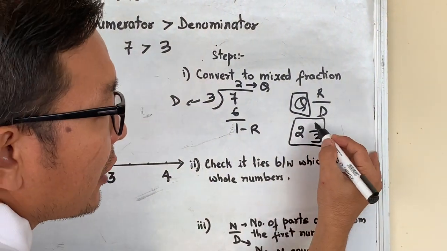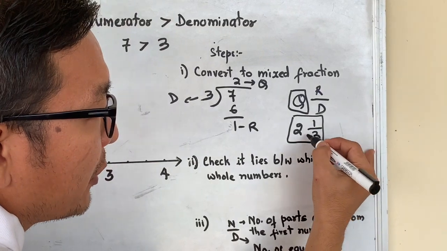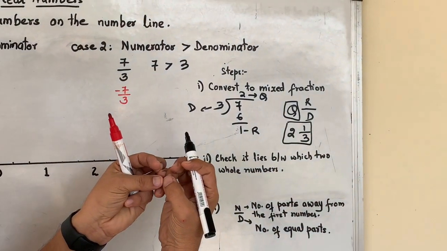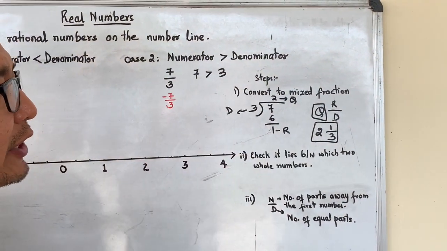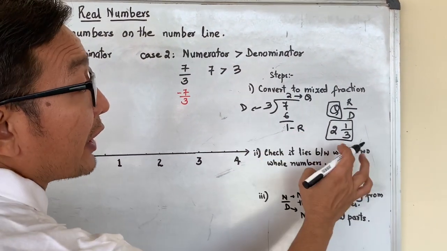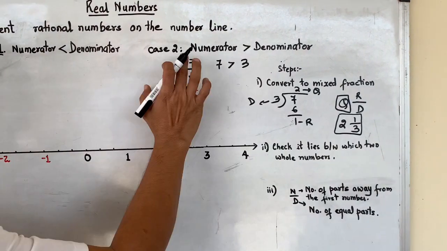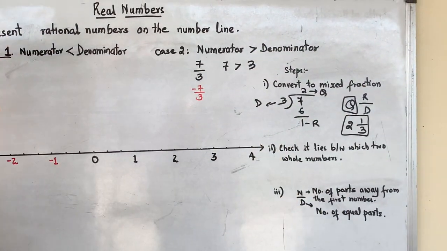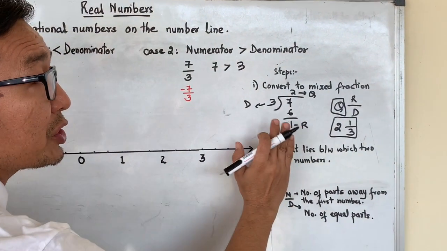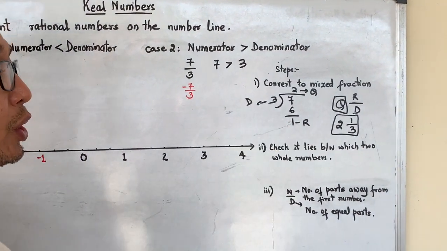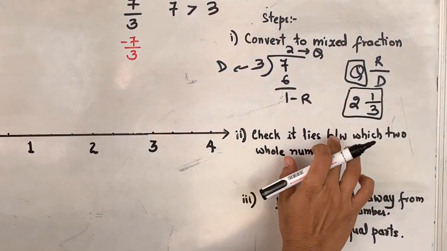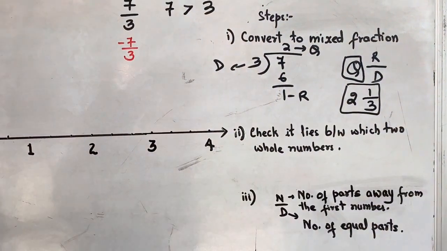The proper fraction 1 upon 3 and the whole number 2 together make a mixed fraction. So when the numerator is greater than the denominator, we need to convert to a mixed fraction. After the mixed fraction, we need to check whether it lies between two whole numbers.